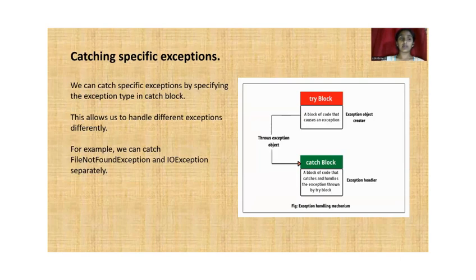Catching specific exceptions. We can catch specific exceptions by specifying the exception type in the catch block. This allows us to handle different exceptions differently. For example, we can catch FileNotFoundException and IOException separately.